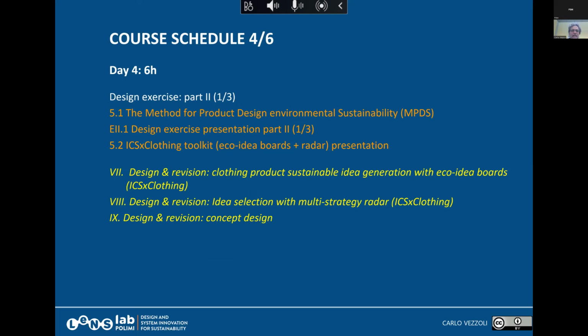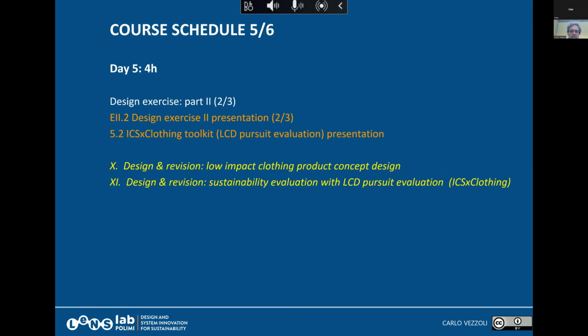Yes, the fourth day, we will go on with the design exercise. And in this case, other tools will be presented. This will be the first related to a system innovation. Again, it will become clear what we mean by that. And in this case, there will be some tools and processes to design clothing product, okay? So this will be in the fourth day. It will continue the fifth day.